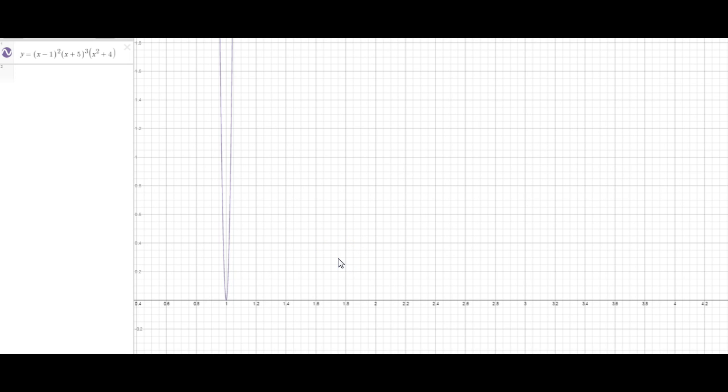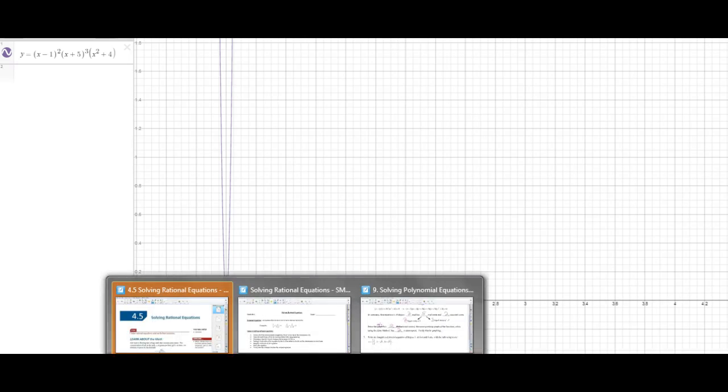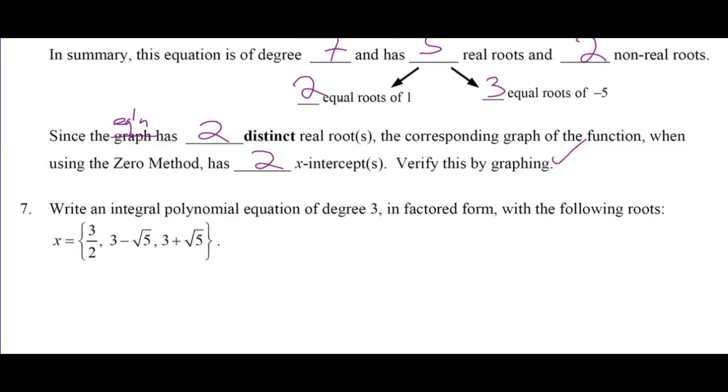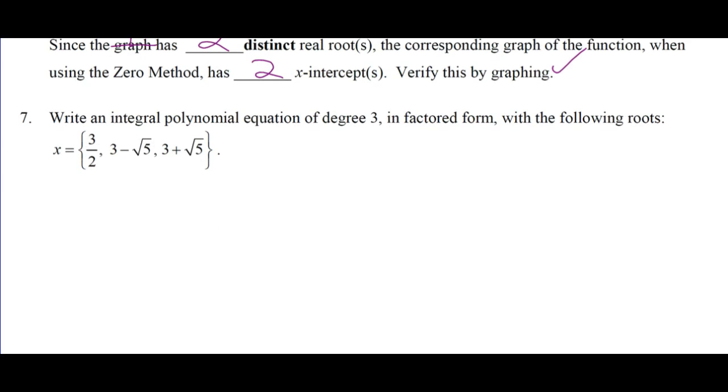Okay, so there's that. It's just pretty steep. Verified by graphing, so we verified by graphing. Write an integral polynomial equation of degree 3 in factored form with the following roots.